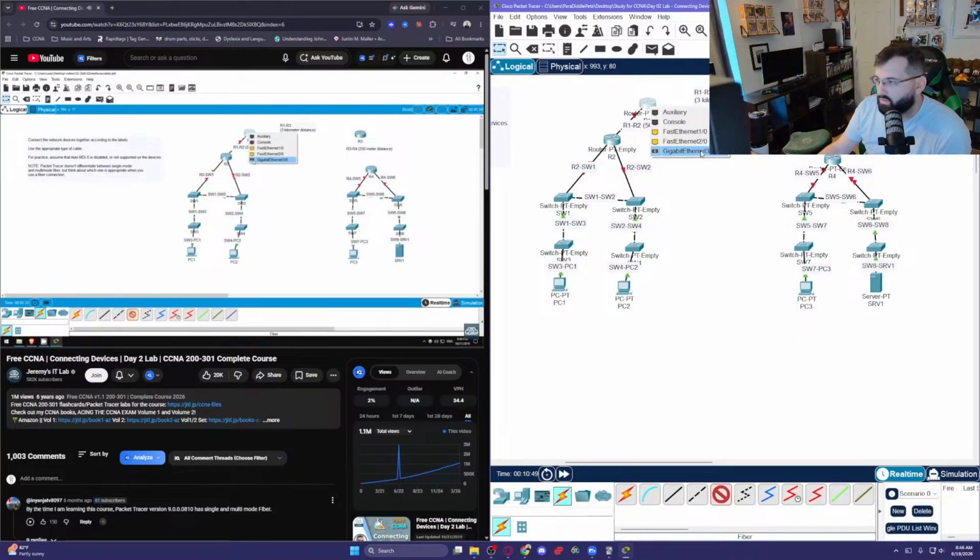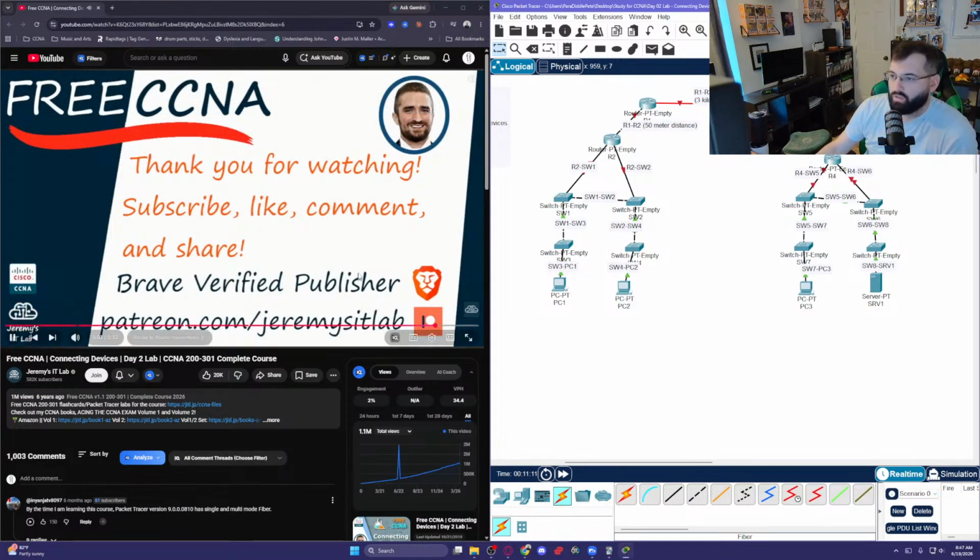Note that this symbol here is used for fiber optic connections in Packet Tracer. Notice the spaces for both the transmit and receive cables. Finally, R3 and R4 are separated by 250 meters. That's too long for a UTP cable, but also not so long that we need single mode fiber. A multi-mode fiber cable would be sufficient. Let's connect them together. Okay, the devices are now all connected. That's all for this lab. Thank you for watching.